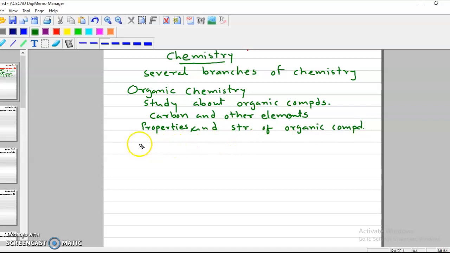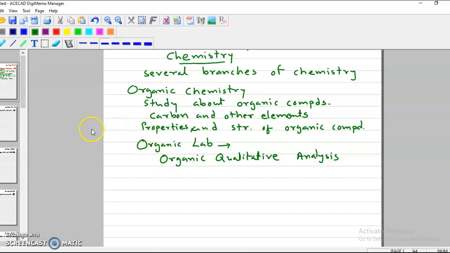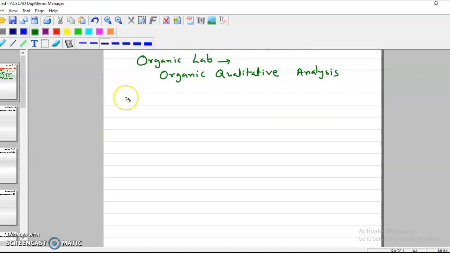In the chemistry lab, in the organic lab particularly, we carry out organic qualitative analysis. In this exercise, normally a student is given an organic compound and you have to identify it. This is very important, organic qualitative analysis. So, identify the organic compound.